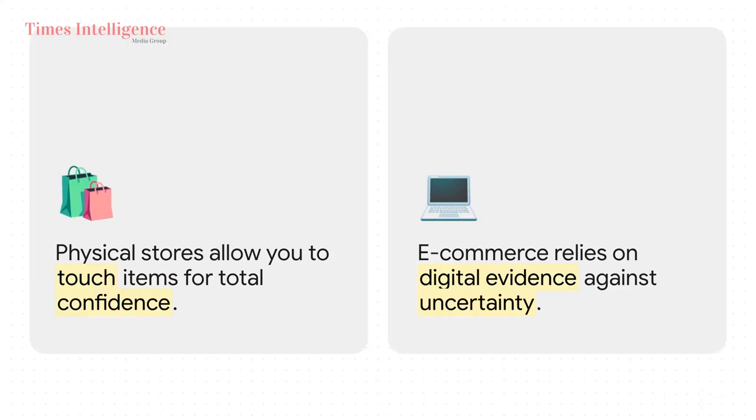And this brilliantly illustrates the stark divide we have to cross. In a physical store, you have total confidence, right? You have the ability to just reach out, touch, and inspect the product. But in e-commerce, that physical interaction is completely replaced by informational uncertainty. Shoppers are forced to rely entirely on digital evidence. If that evidence is weak, or worse, missing entirely, the perceived risk skyrockets, and the wallet stays firmly closed.